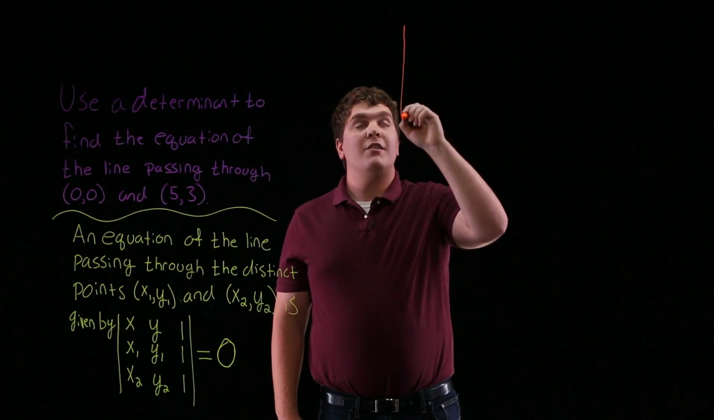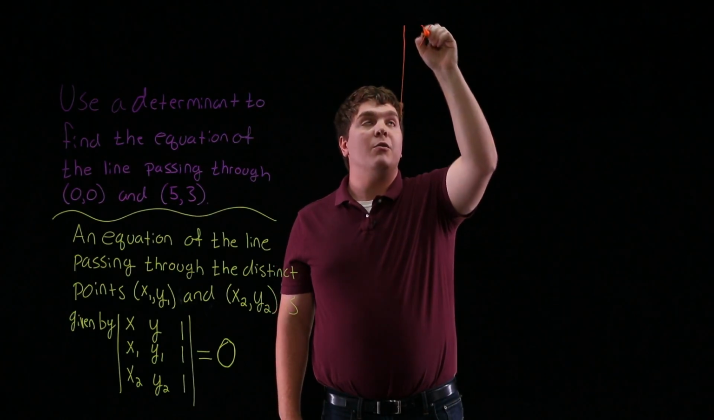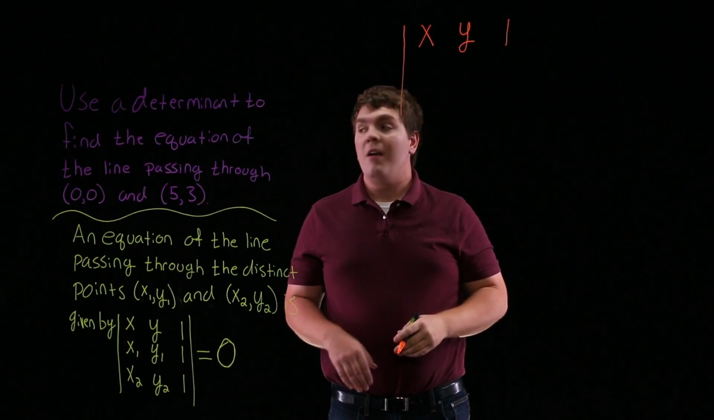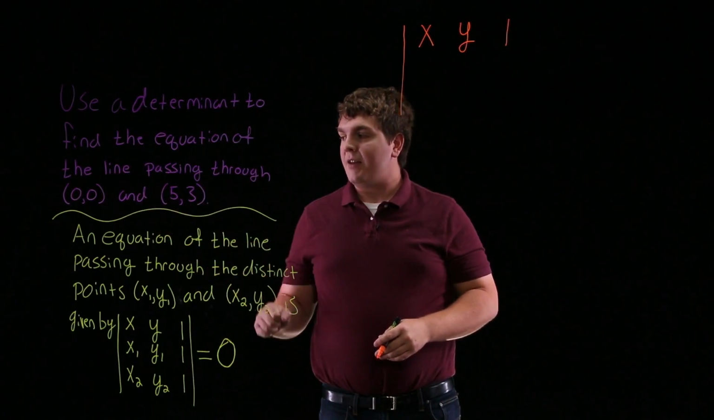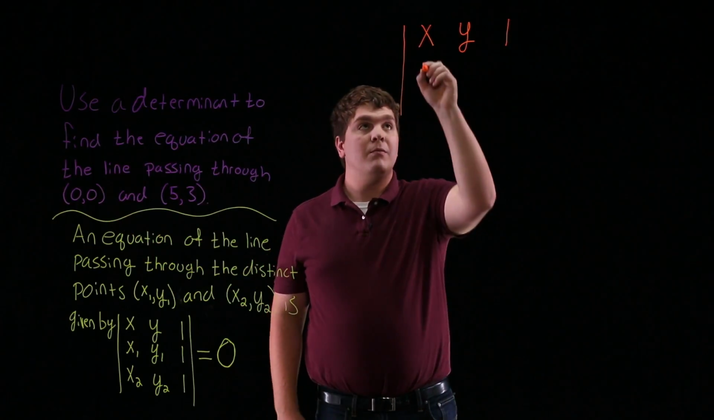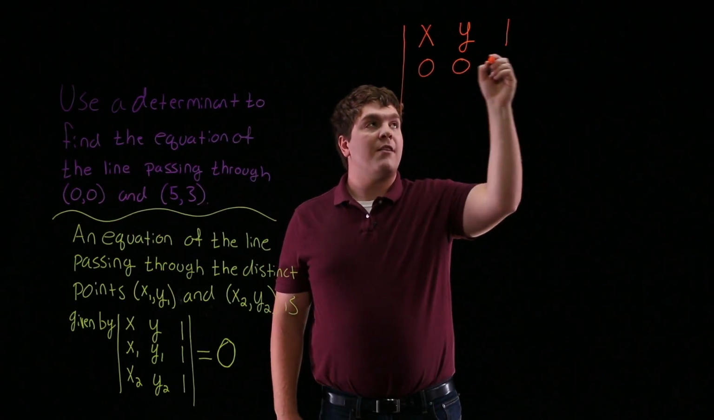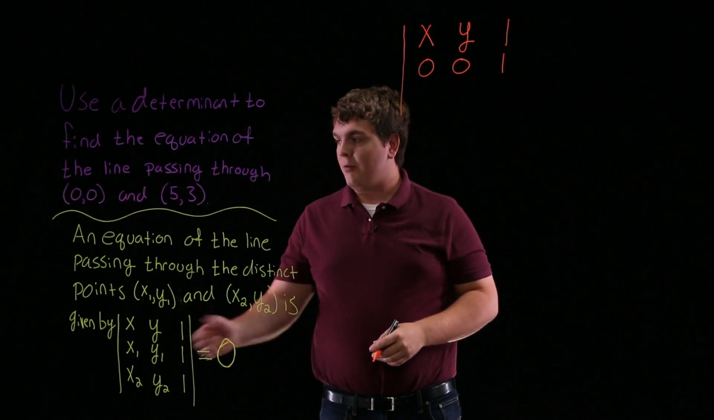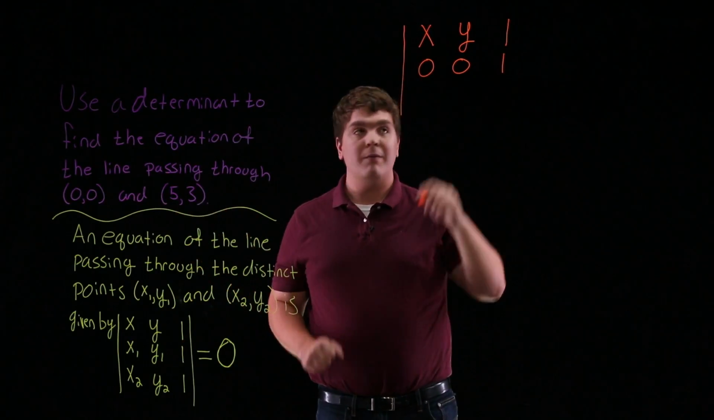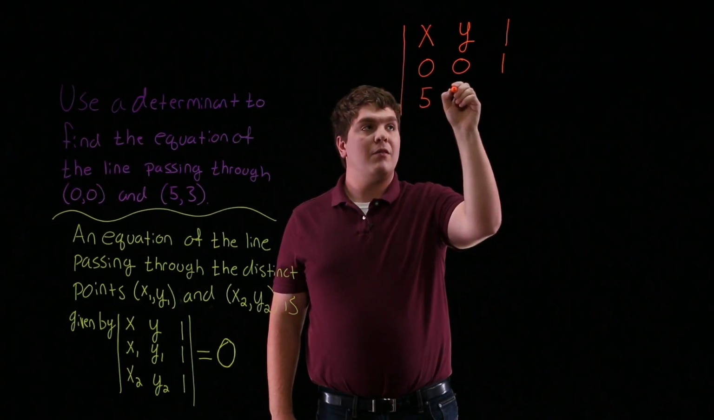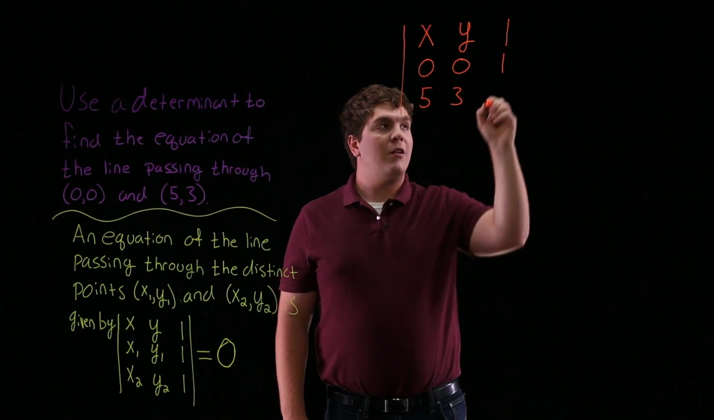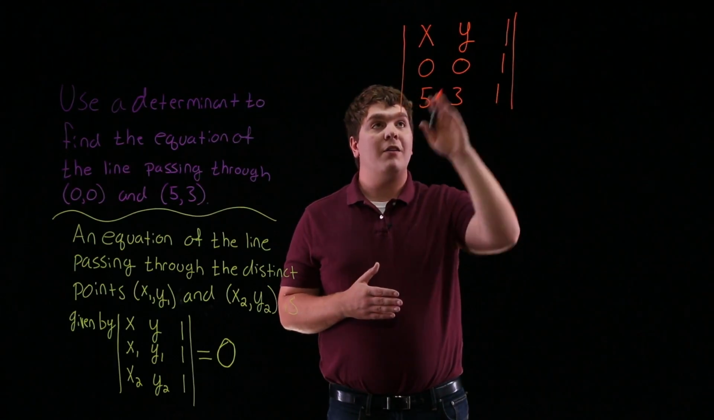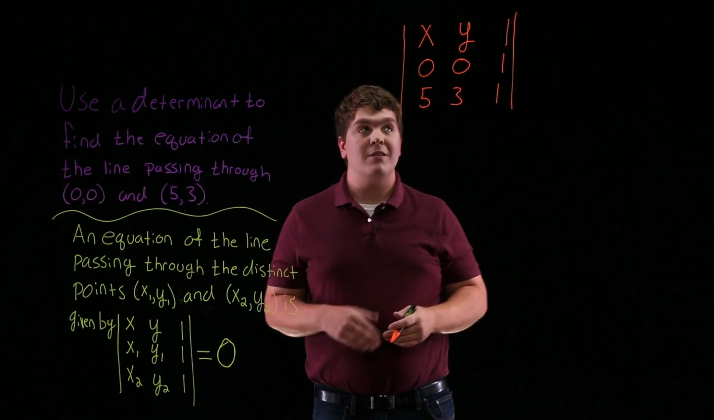So we're looking for the determinant of the matrix whose top row is x, y, 1. The second row is our first point, 0, 0, and then in the third column, we have a 1. And our third row is given by our next point, which would be 5, 3, and in the third column, we have a 1. So now we want to calculate the determinant of this matrix.